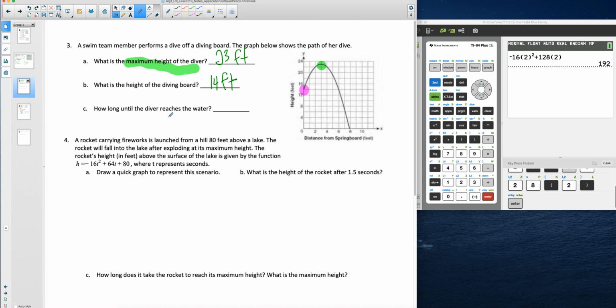Now, once again, how long until the diver reaches the water? All right, so once again, where is the water at, right? The water is when the height is 0. So that would be this point right here, all right? Now, that's an intercept question. That's a solution question. That's that type of problem. Now, it looks like it's just a little bit short of 8.